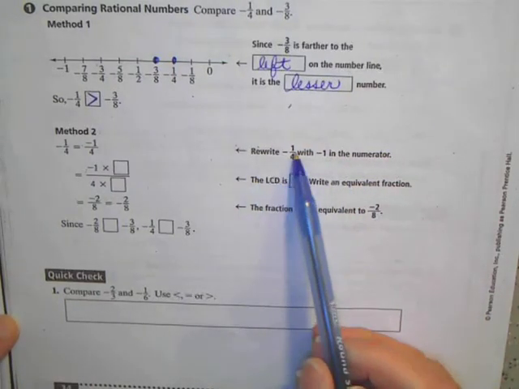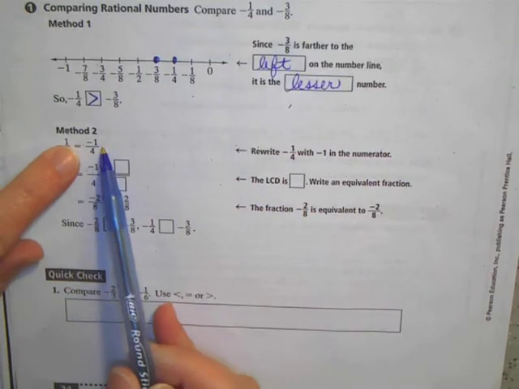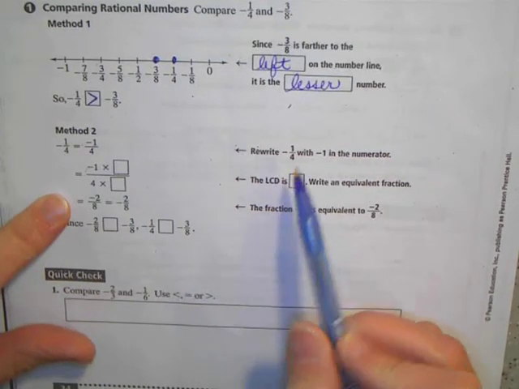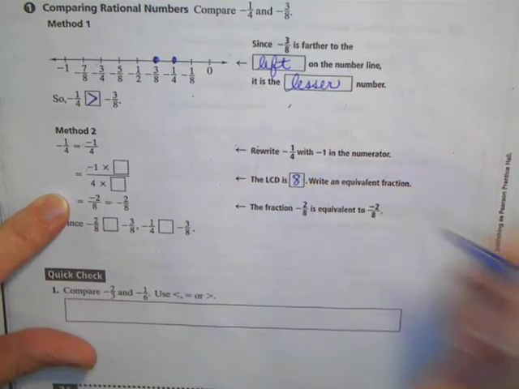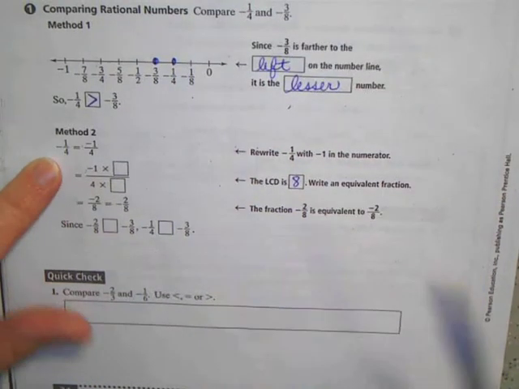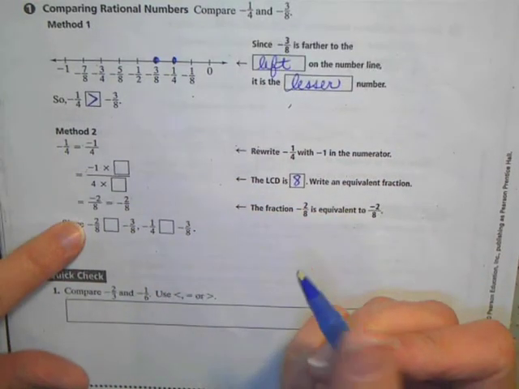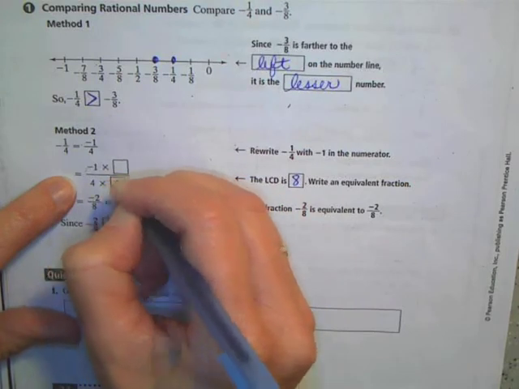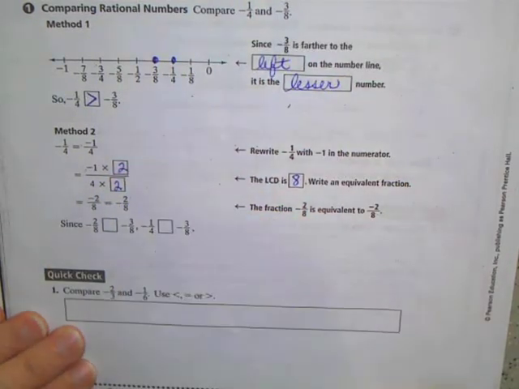So, first of all, it says rewrite -1/4 with -1 in the numerator. And as a matter of practice, I normally do that anyway. The least common denominator for 4 and 8 is 8 because I'm doing 1/4 and 3/8 again. So I'm going to write an equivalent fraction. -1/4 times 2/2, multiplying each by 2, gives me -2/8.